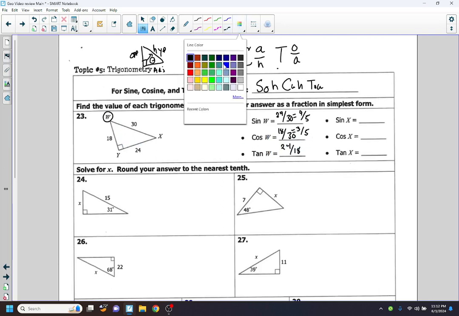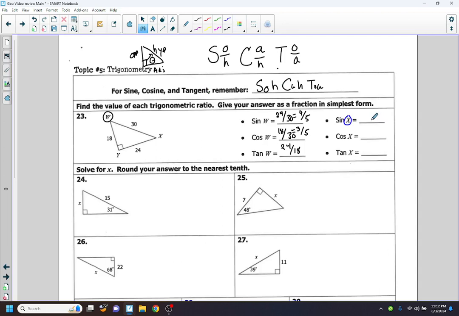If I do it at some other point, like at x, then I base it off my x value. So my sine in this case is going to be opposite 18 over 30. So it really matters what angle you're coming from, okay?